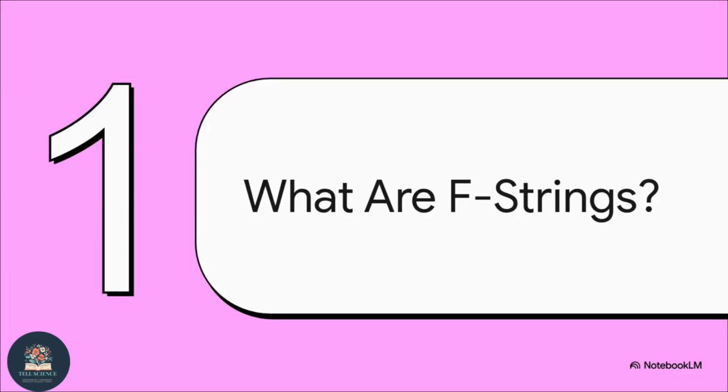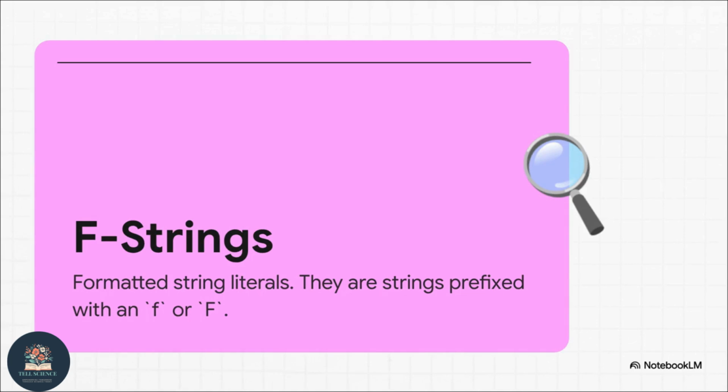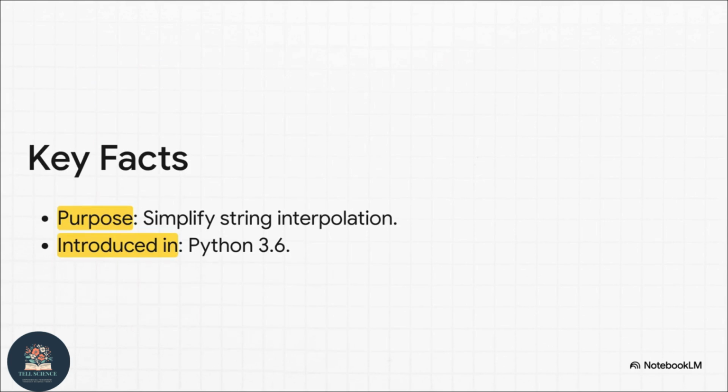Okay, so let's get right into it and start with the absolute basics. First up, what in the world is an f-string? Well, the fancy official name is a formatted string literal, but honestly, all you really need to remember is that it's just a regular string with a little f or a capital F right before the opening quote. That's it. And their whole purpose in life is to make it way easier to mix variables and expressions into your strings, a process you might know as string interpolation. And just a quick heads up, this awesome feature showed up in Python 3.6, so you'll need that version or anything newer to play along.